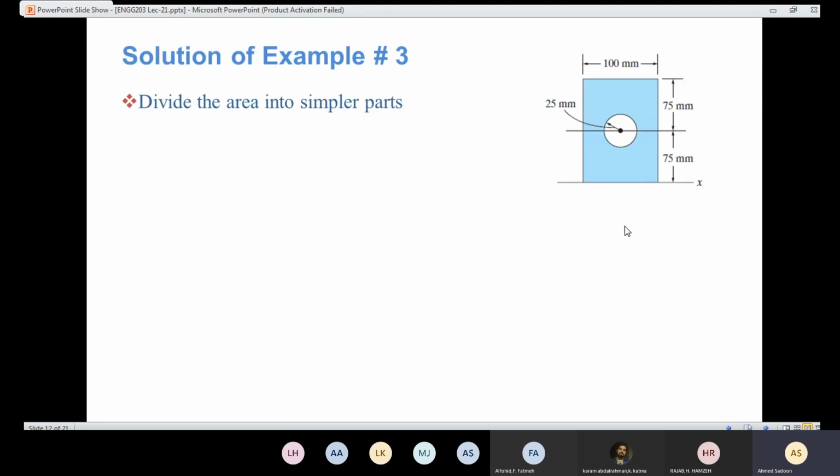The first step needs to be done. We need to divide the area into simpler parts. So I'm going to have a rectangle and I'm going to have a circle. Then I'm going to subtract the moment of inertia for that circle from the whole part to get this one here. So in the first part, I divided the composite body into two parts, rectangle and circle.